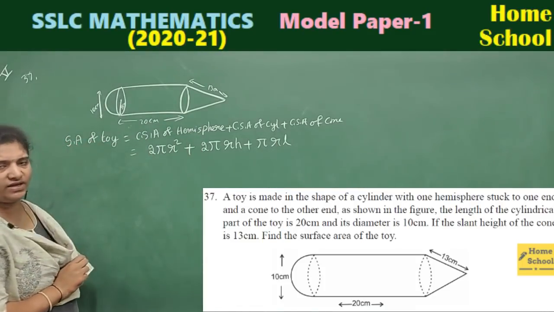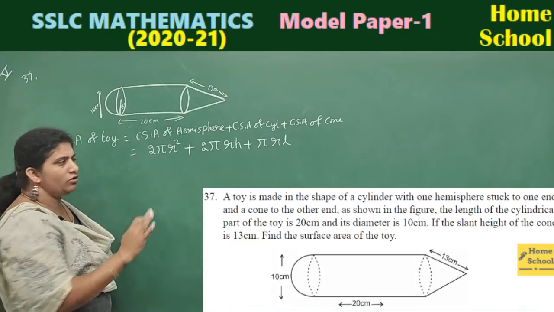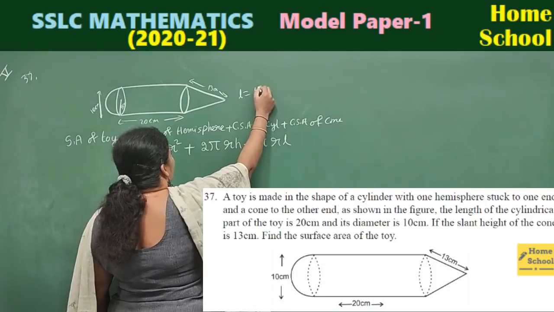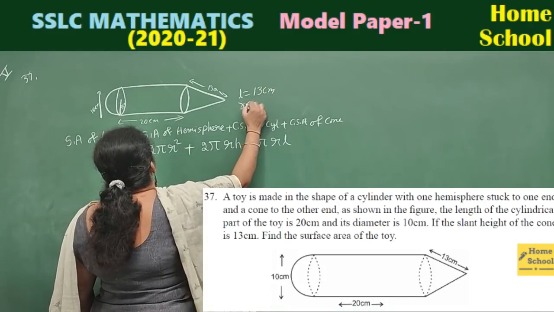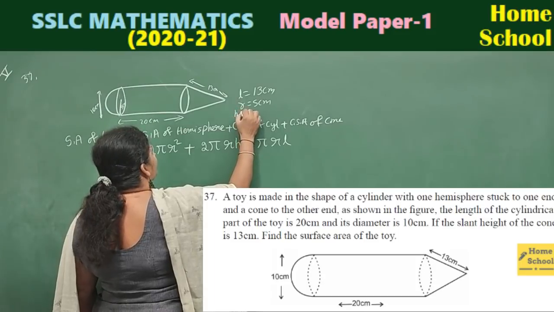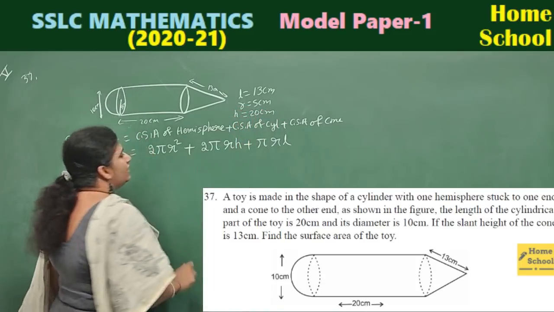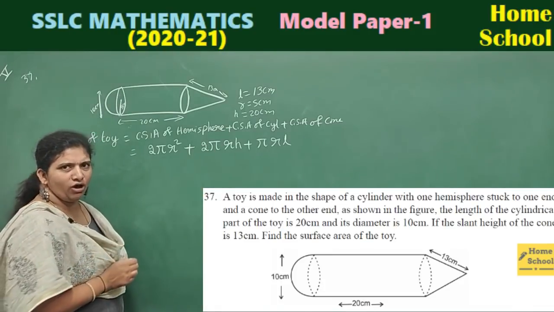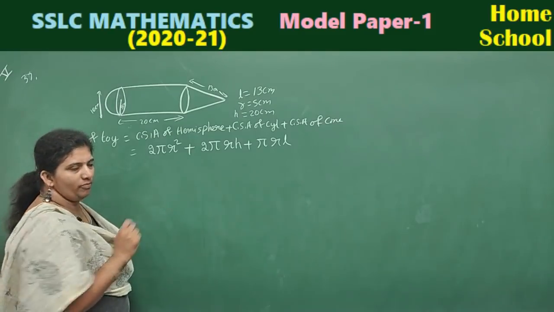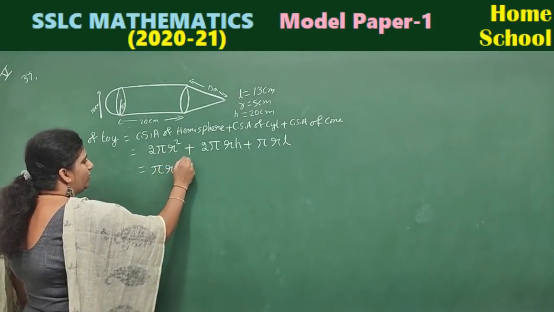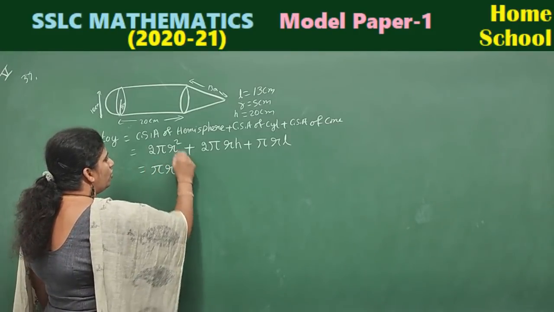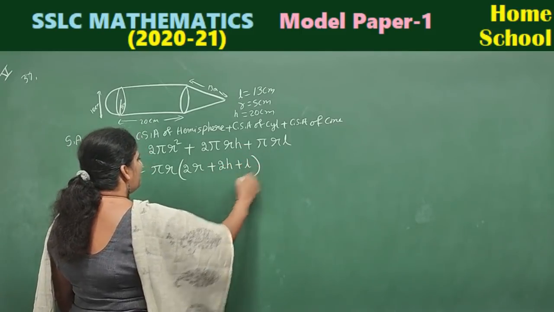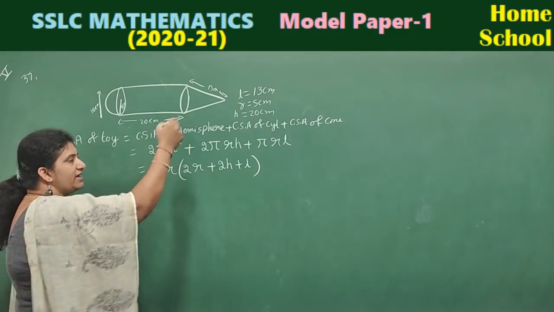And what all is given for us? All the radii are the same, common. No need of writing r1, r2, r3. They have given slant height l is equal to 13 centimeters. Radius is equal to 5 centimeters. Height of the cylinder is equal to 20 centimeters. Height we won't talk about in any other solid, only in the cylinder. So observe here, can you take out anything common? Yes, I can take out pi r common. You are left with 2r plus 2h plus l.